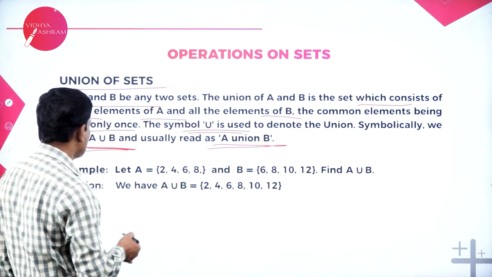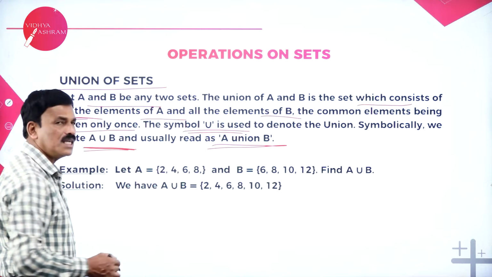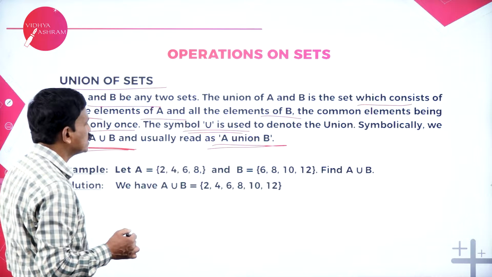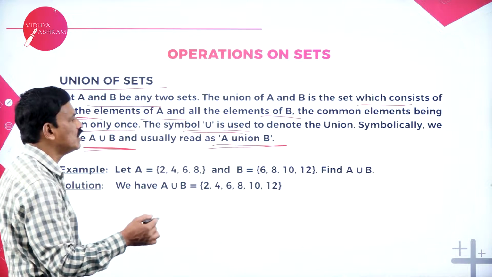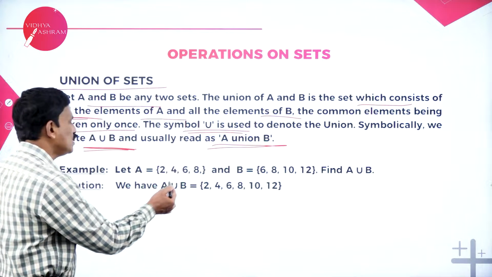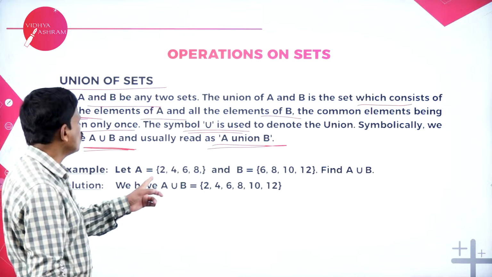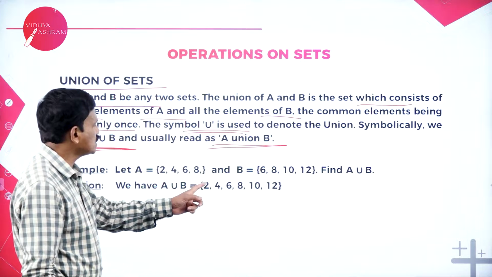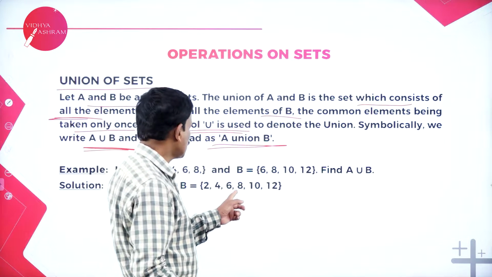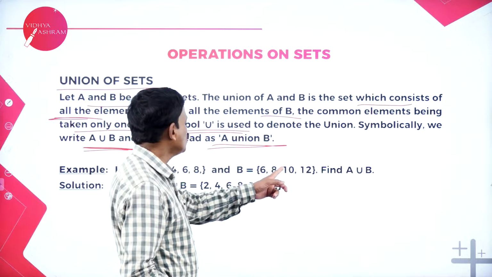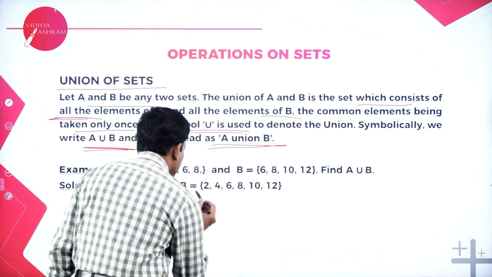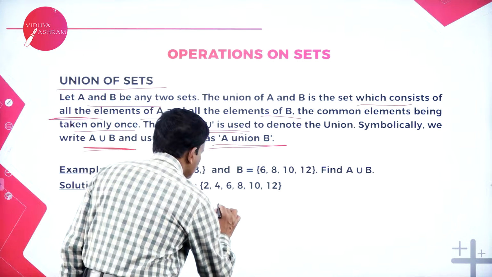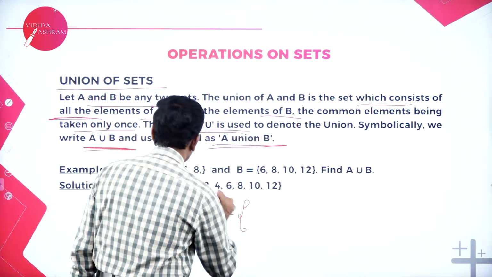Now let us take an example. Let A is equal to {2, 4, 6, 8} and B is equal to {6, 8, 10, 12}. To find A union B, which is all the elements of A and B. That is, A contains 2, 4, 6, 8 and B contains 6, already written, 8 already written, 10 and 12.